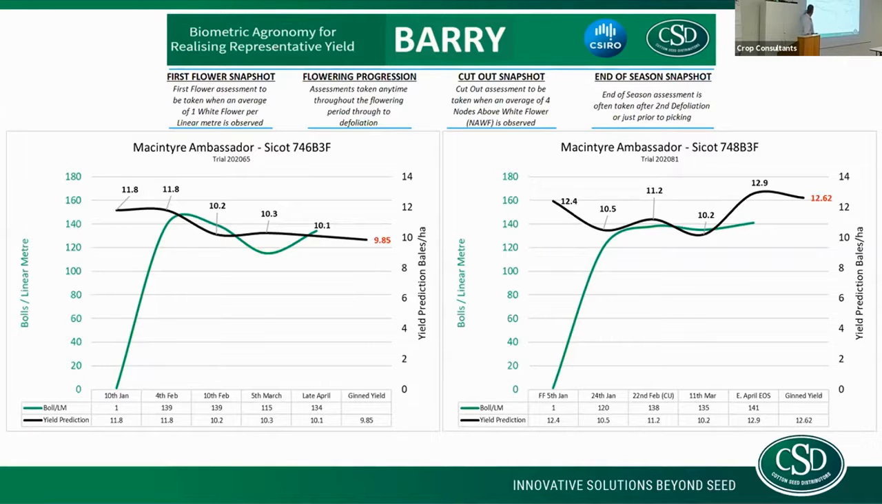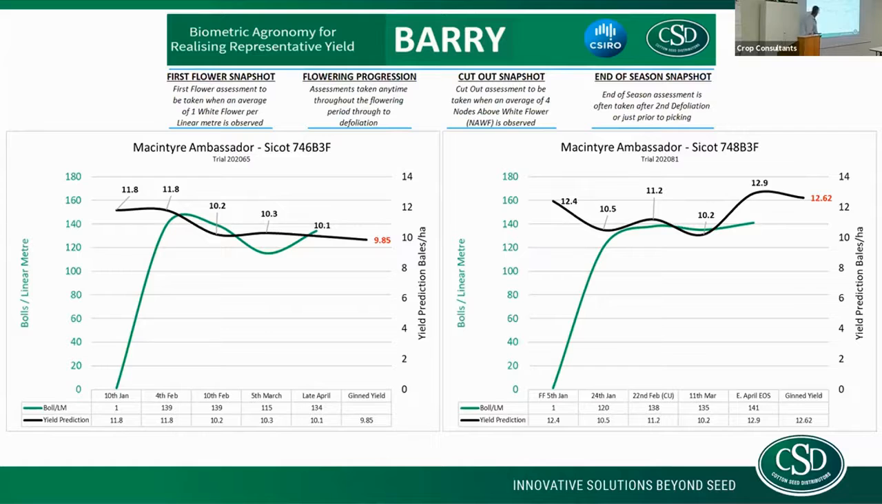The graph on the left-hand side, the y-axis being bolls per metre. There's other variables, as you've seen, that contribute to the model, but I've just in green overlaid the actual boll count during the time, and in the black line and the notes above them are the actual yield estimate based on Barry. So at first flower, Barry suggested 11.8 bales.